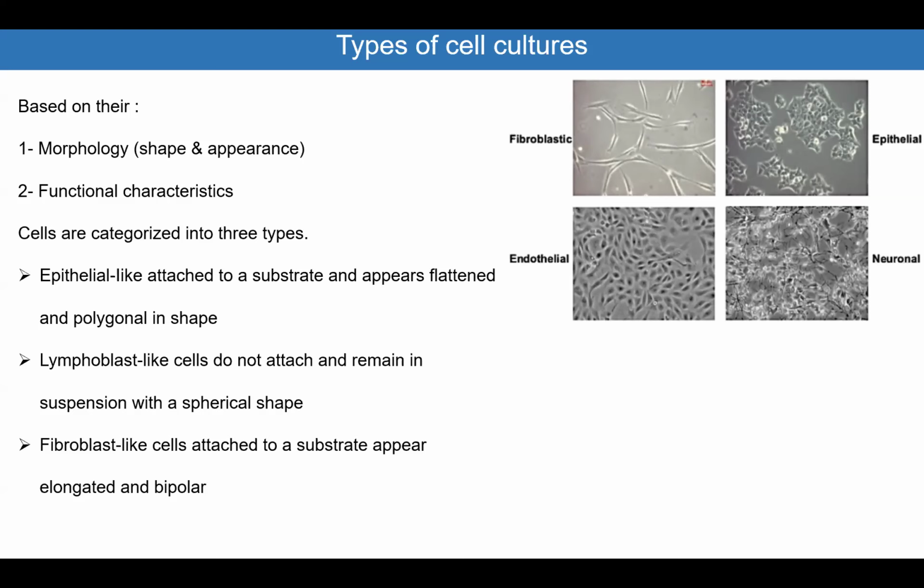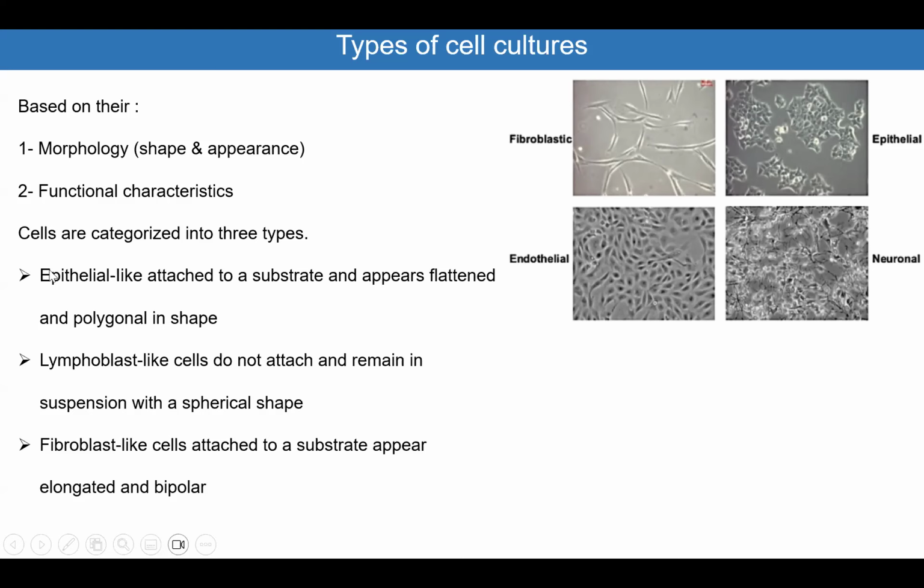But broadly, you can divide the cell culture into three different types. The epithelial-like cells, and those are the cells that attach very nicely to a plate, and these appear flattened and polygonal in shape. I wish there would be a lab associated with this course, because I could have shown you those under a microscope in the next session. But unfortunately, this is not the case.